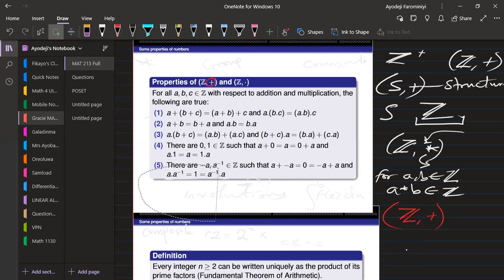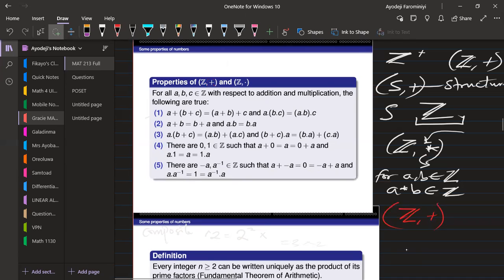Yes, sir. What does it mean? Can you explain that to me? Okay, that means the result of the operation will be in the set. If I add any two integers, I will also get an integer. That's just what I want to hear. Okay, that's what it means for it to be closed.